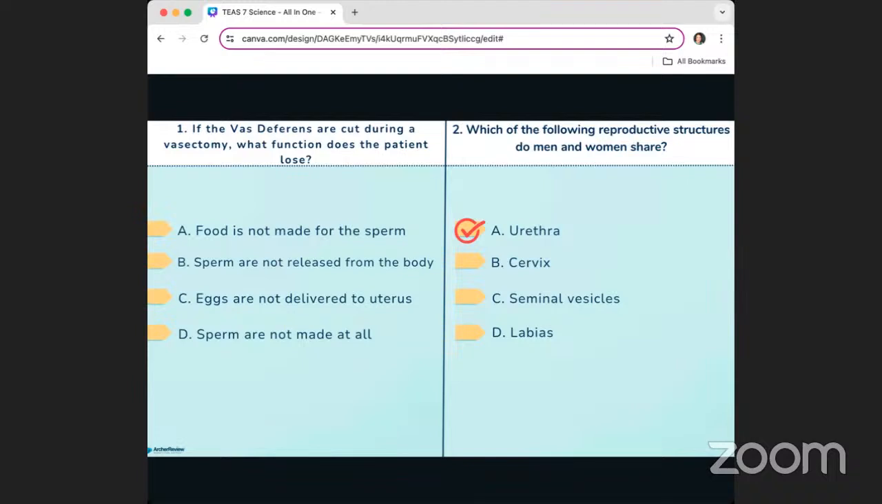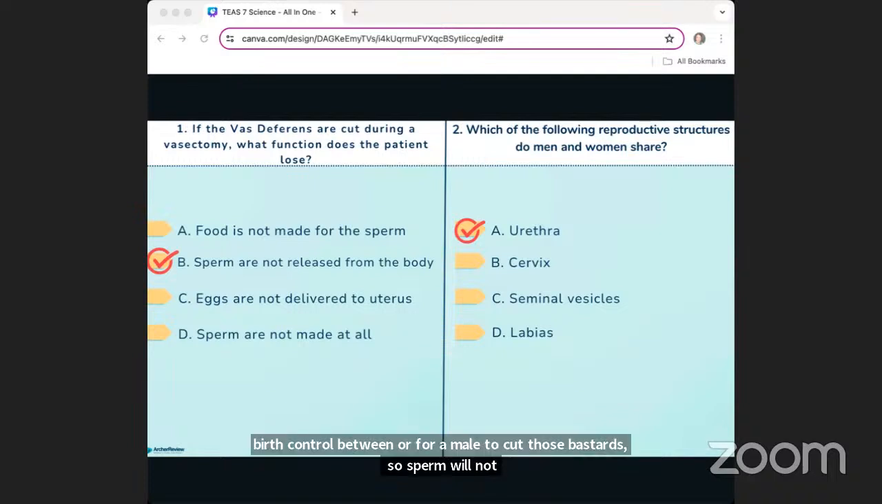Question number 1, if the vas deferens are cut during a vasectomy, what function does the patient lose? The correct answer here is B. The sperm are no longer going to be released from the body. This is a lot of times an option for birth control for a male, to cut those vas deferens so sperm will not be released from the body. So let's talk about the other options then.